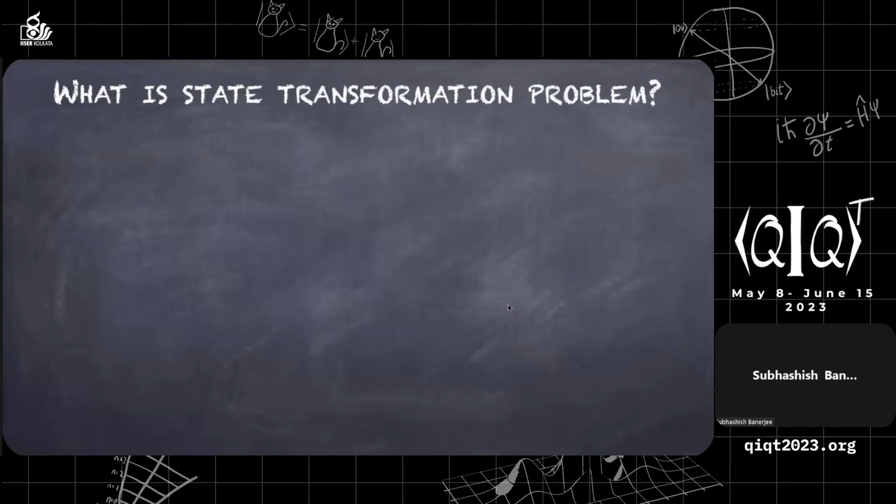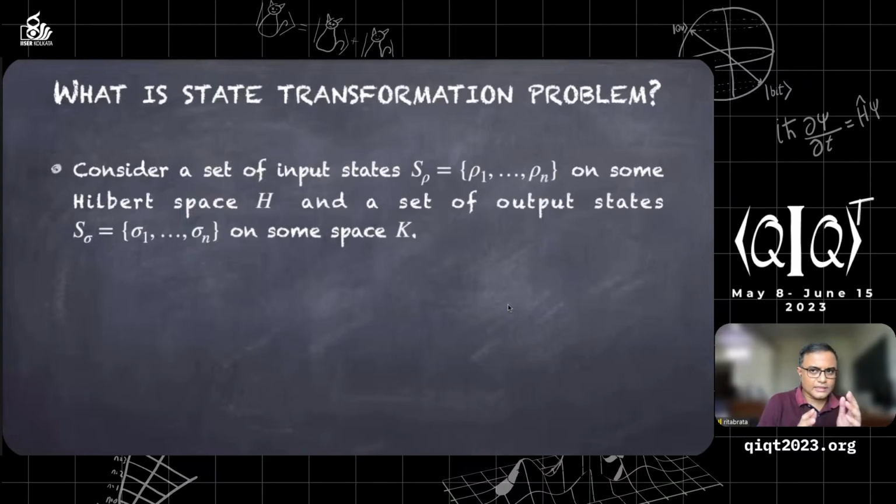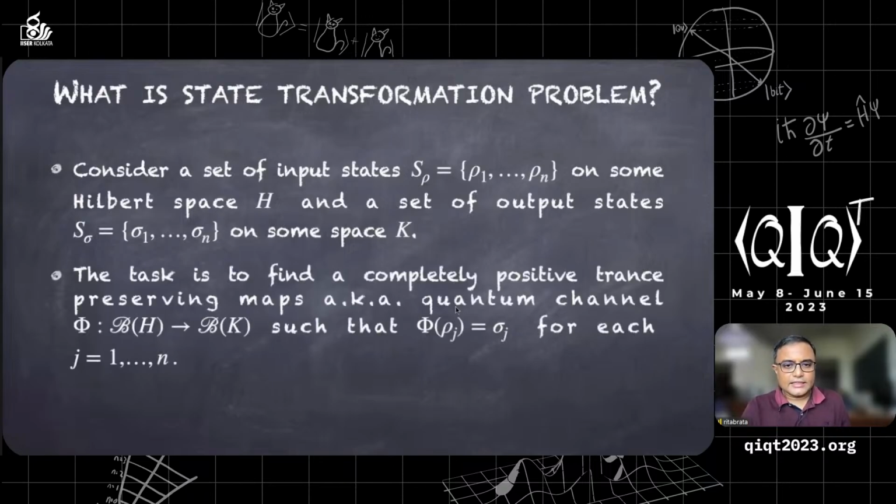So what is the state transformation problem? This is also called, in mathematics, the interpolation problem. Let us have a situation in which you have a set of input states, let's call them rho 1, rho 2, up to rho n, and a set of output states, sigma 1, sigma 2, up to sigma n. The scheme is the following: you want to find a transformation which takes rho i to sigma i. So rho 1 goes to sigma 1, rho 2 goes to sigma 2, and so on and so forth.